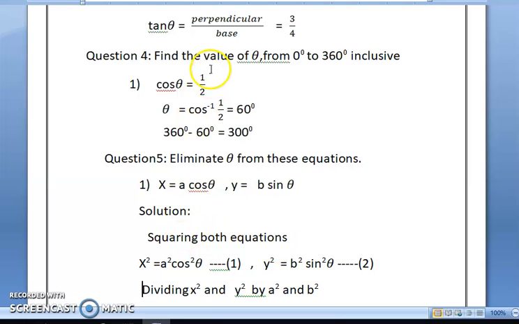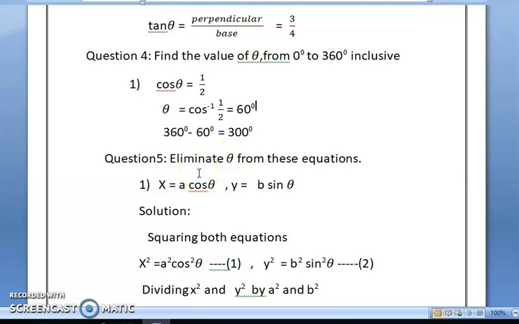For question number 4, find the value of theta from 0 degrees to 360 degrees inclusive. Cos theta is equal to 1 over 2. Same process, we just have to take the inverse and the answer becomes 60 degrees. But we have to find up to 360, so 360 minus 60 becomes 300. So theta's values are 60 degrees as well as 300 degrees.